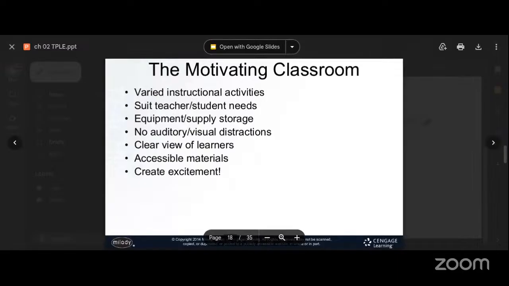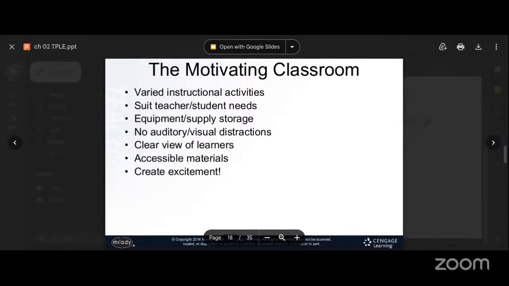Here's a look at the motivating classroom, which let's take a screenshot. Varied instructional activities suit the teacher and student needs, no equipment and supply shortage, no auditory or visual distractions, clear view of learners, accessible materials, and create excitement. So the motivating classroom has all of the aspects and even more.